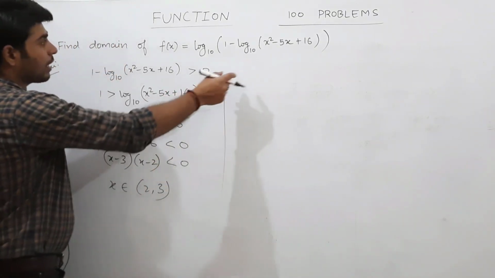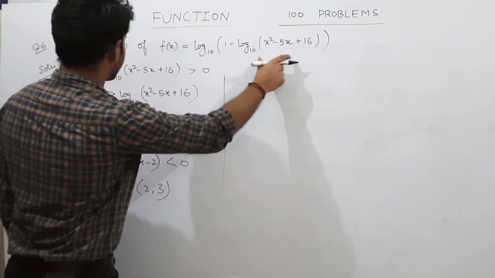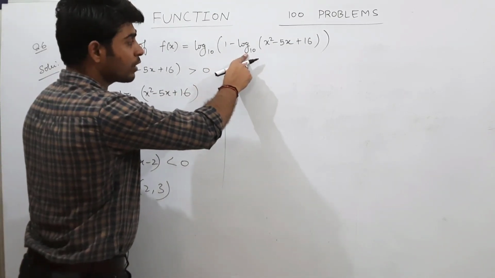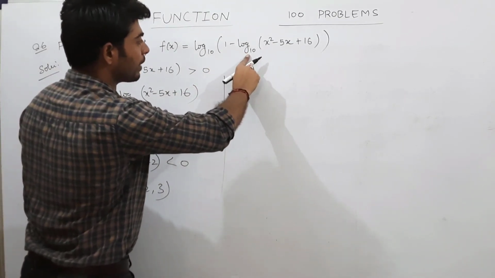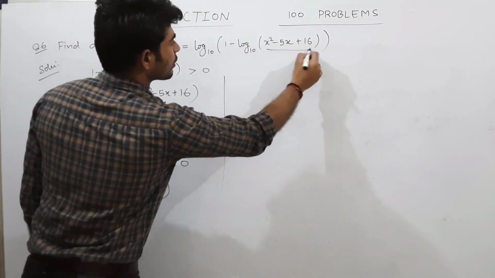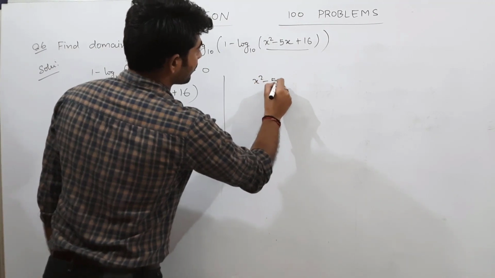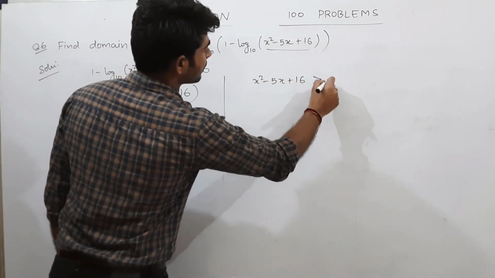Now this logarithm will be defined when this entire quantity is greater than 0. And also this inner logarithm should also have a definite value, meaning this should also be defined. So this logarithm will be defined when this quantity is greater than 0. So x square minus 5x plus 16 should be greater than 0.